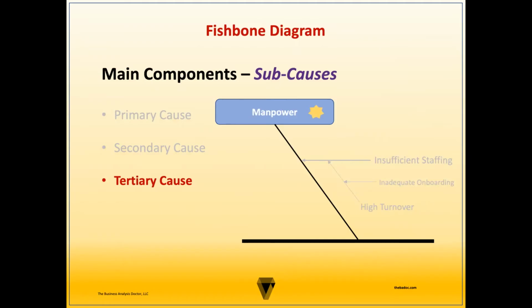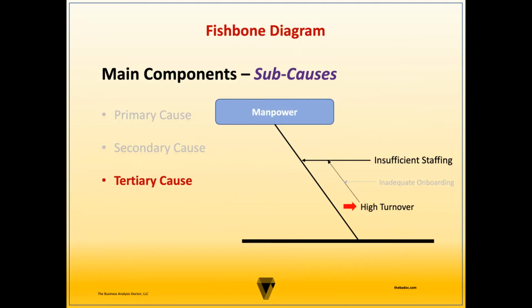Now let's look at an example for each type of subcause for the manpower category for investigating poor customer service. A primary cause identified might be insufficient staffing. This would directly and immediately cause poor customer service because there wouldn't be enough staff members to accommodate the customer demand, which would lead to extended wait times. Here, we may still need to ask, why is staffing insufficient?